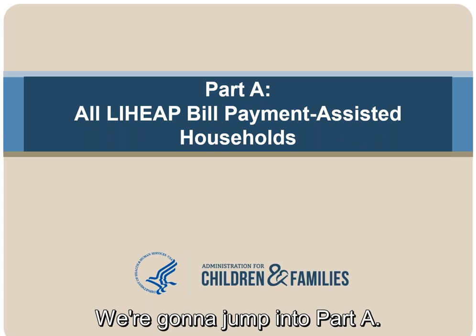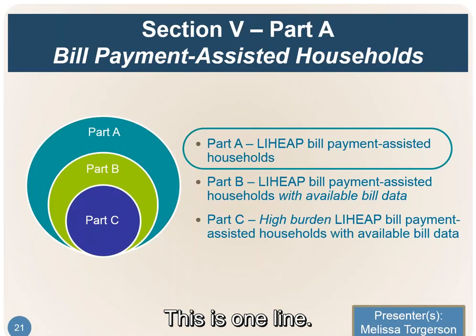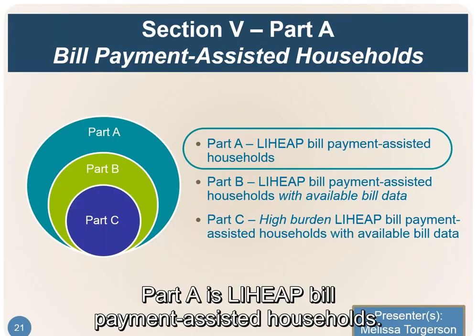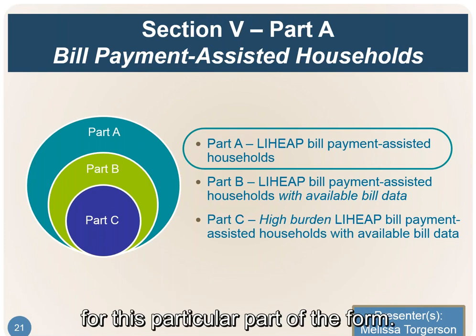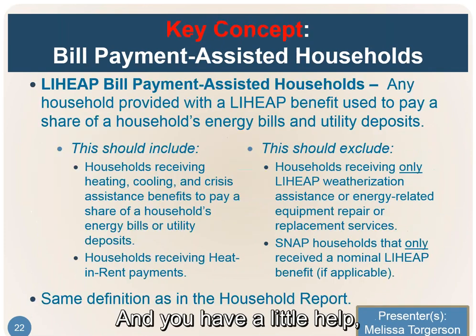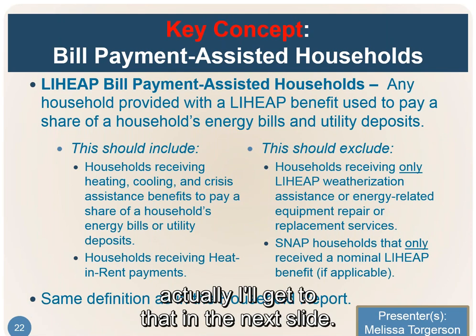Going to jump into Part A. This is a one-line. Part A is the LIHEAP bill payment assisted households. This is your universe you're starting with for this particular part of the form. And you have a little help. I'll get to that in the next slide.